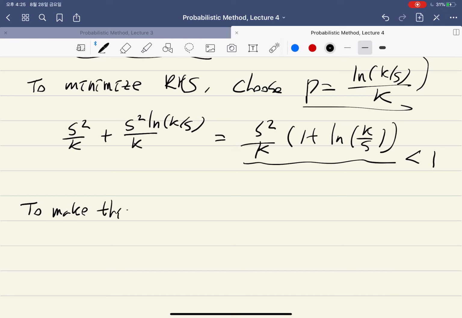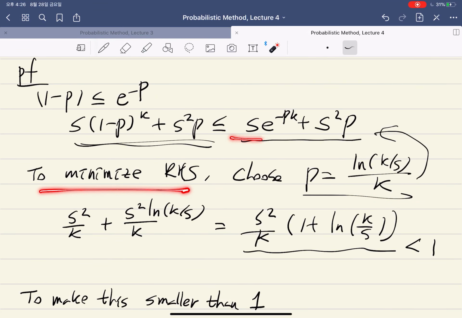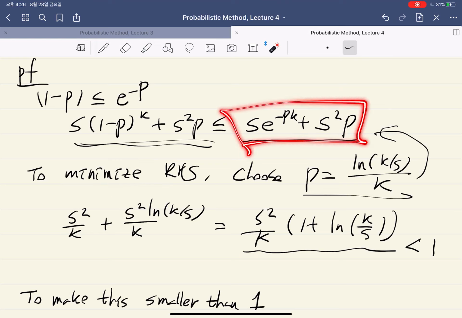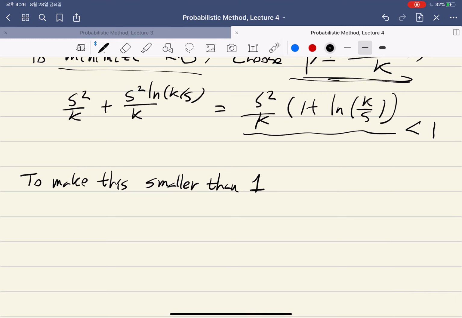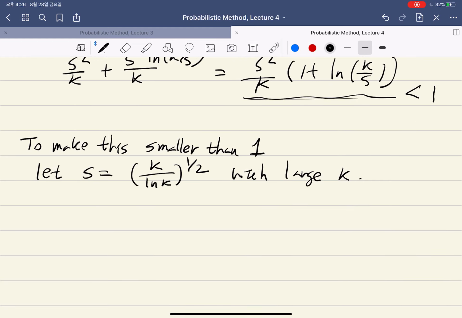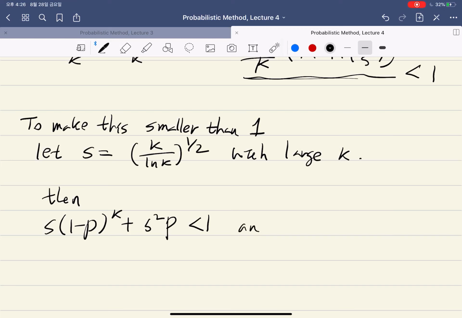To make this smaller than 1, you might think, why do we choose this? In order to minimize this expression, you can consider this as a function of p, and then you take the derivative and let it be 0, and then you solve it. Then you can choose the appropriate p. Anyway, in order to make this smaller than 1, we can also figure out that this is a good choice, assuming k is large. Then it's easy to check by just plugging that in. Then this expression is smaller than 1, and the previous theorem applies.